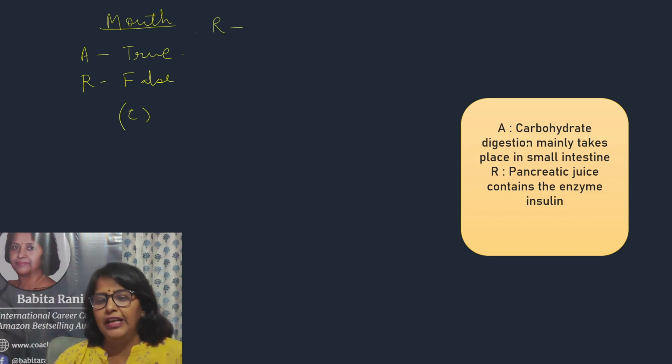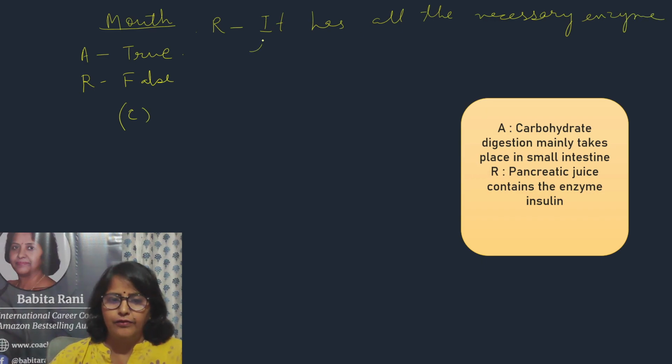carbohydrate digestion mainly takes place in small intestine and it has all the necessary enzymes for carbohydrate digestion.